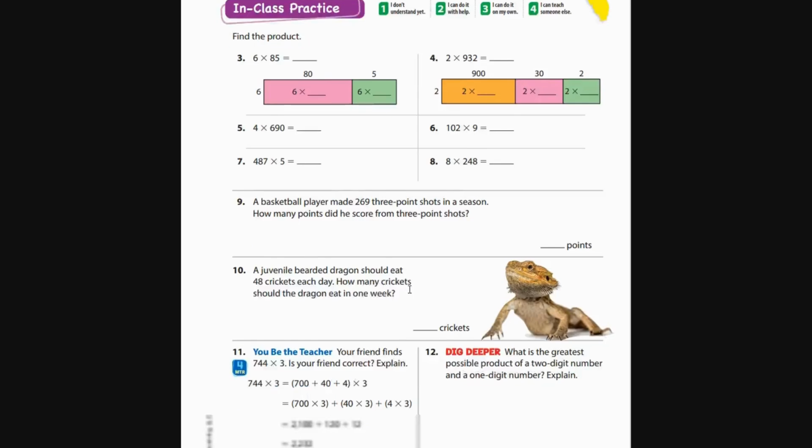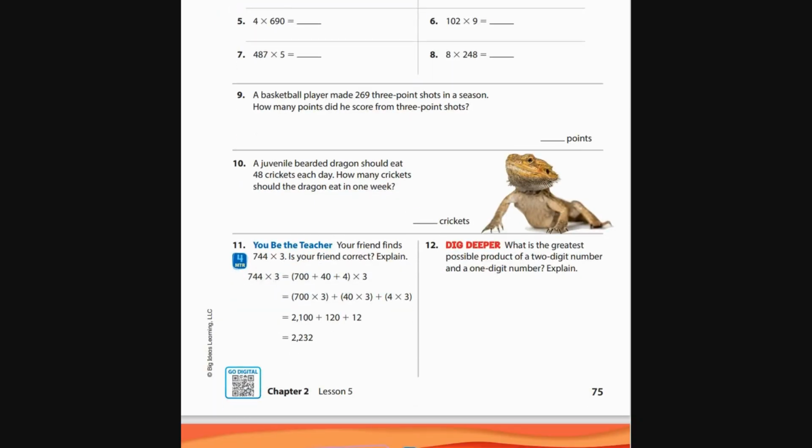Okay, now the last question that we're going to do for today is question 11. So let's take a look. Same thing. It's 744 times 3. Is your friend correct? We need to find out if the friend is correct. So I'm going to go ahead and give you some time, or you can pause it and then think, is the friend correct? Or is the friend incorrect?